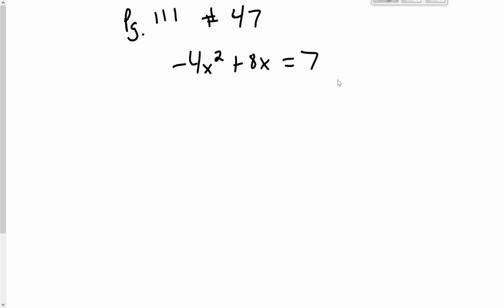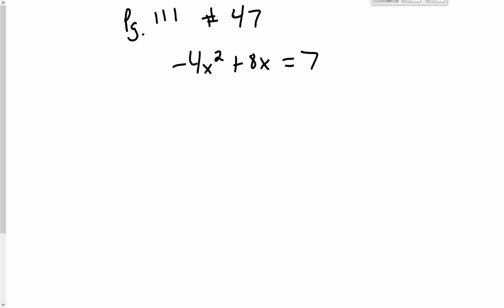Okay, I'm going to do a couple homework problems that seem to come up a lot. People have circled them and had trouble, getting them wrong or just being a little confused. So here's number 47 on page 111.